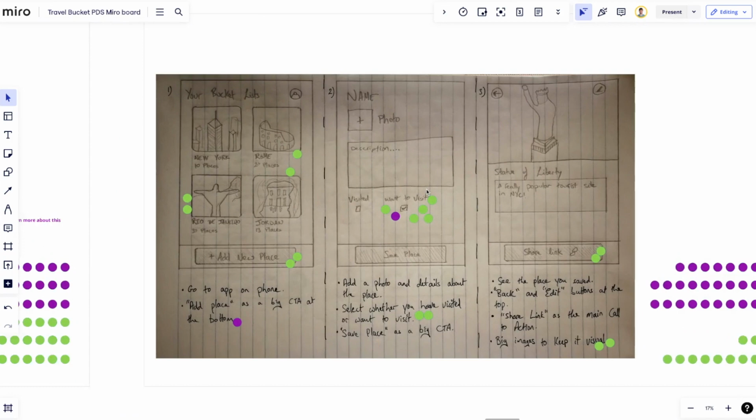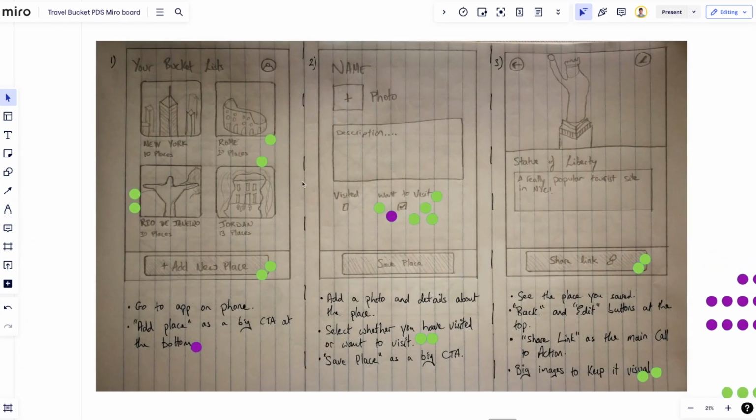After that voting session, using our Travel Bucket product design sprint as an example, your sketches should look something like this. As you go through them, you will see that there are some things that people have picked out and that they've liked. Those could be a particular word, a function, a particular design, anything. But we're starting to see a little bit of a heat map created.